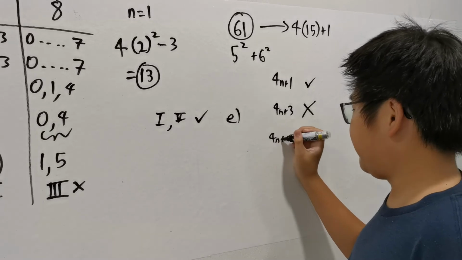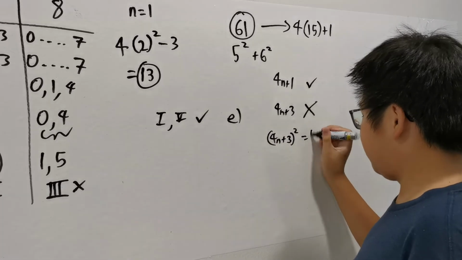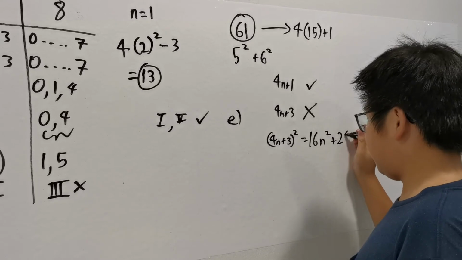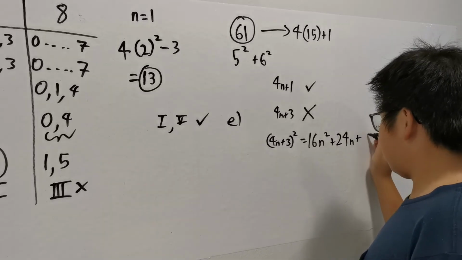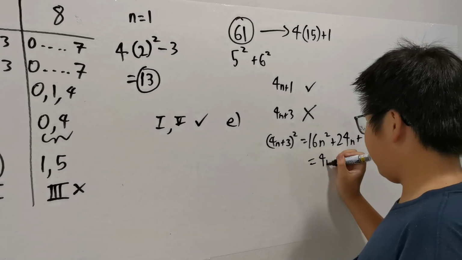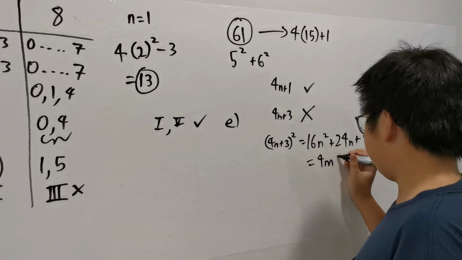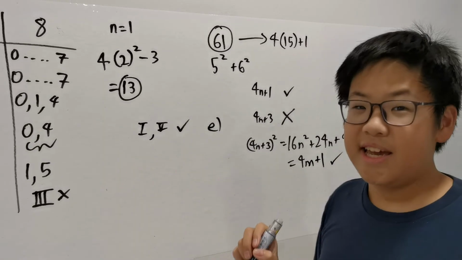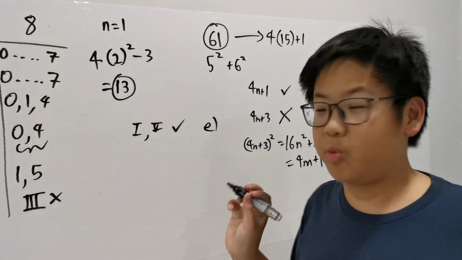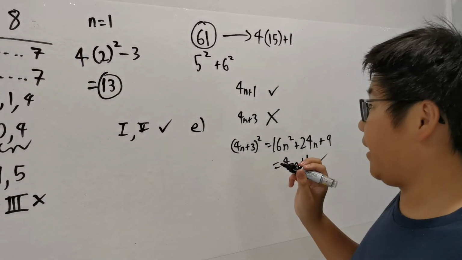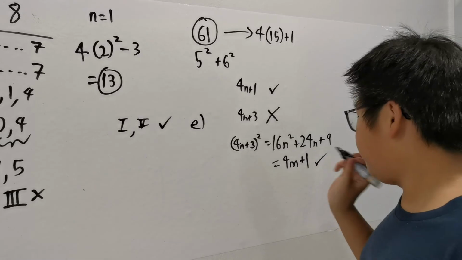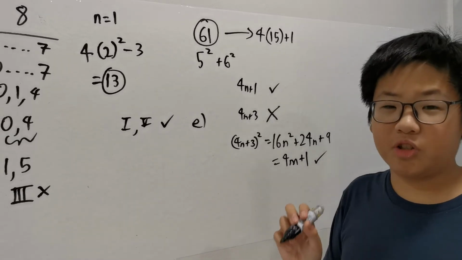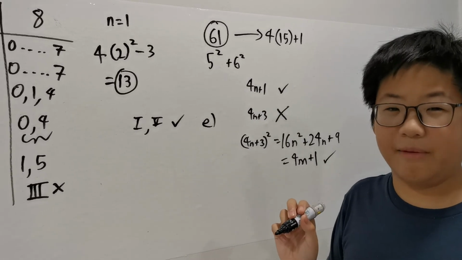But 4n plus 3 squared becomes 16n squared plus 24n plus 9 equals to a number of the form 4m plus 1. So this can be written as the sum of two squares. And if a number that has the sum of two squares can be written as either 4n, or 4n plus 1, then that means multiples of these numbers can also be written as the sum of two squares.